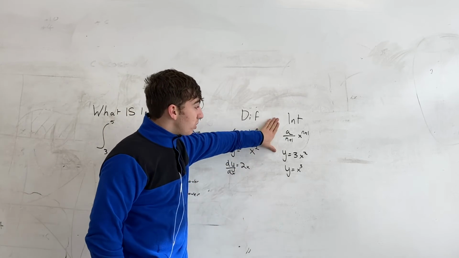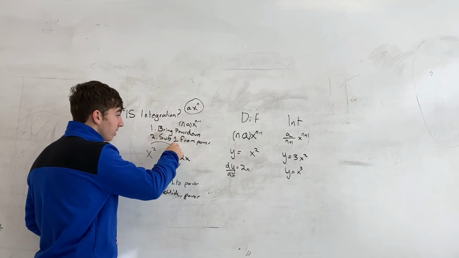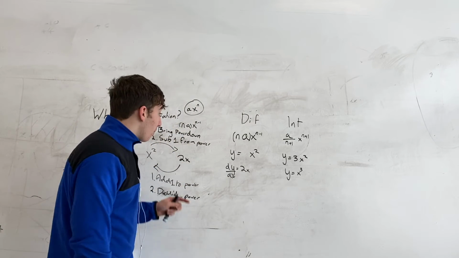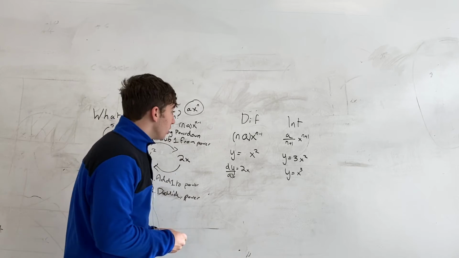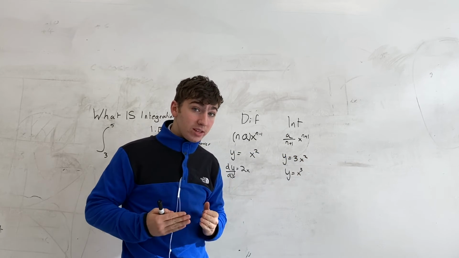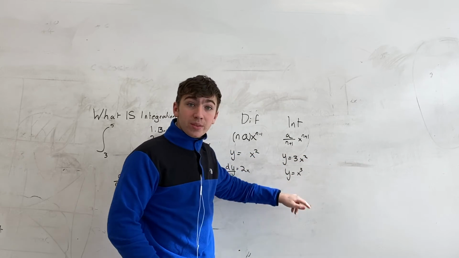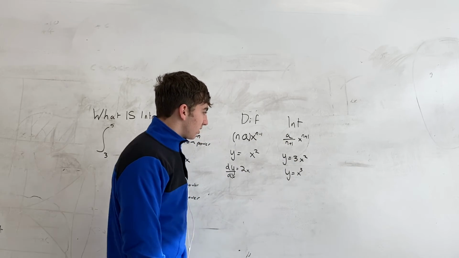Now with integration, it's just the opposite. Here we brought the power down, then subtracted 1 from the power. But in the opposite, we're going to add 1 to the power and divide by the new power. So here, we have 2, add 1 to the power, that's 3. Then we divide by 3, and we get 3 over 3, which is just 1. And this can be represented like this.